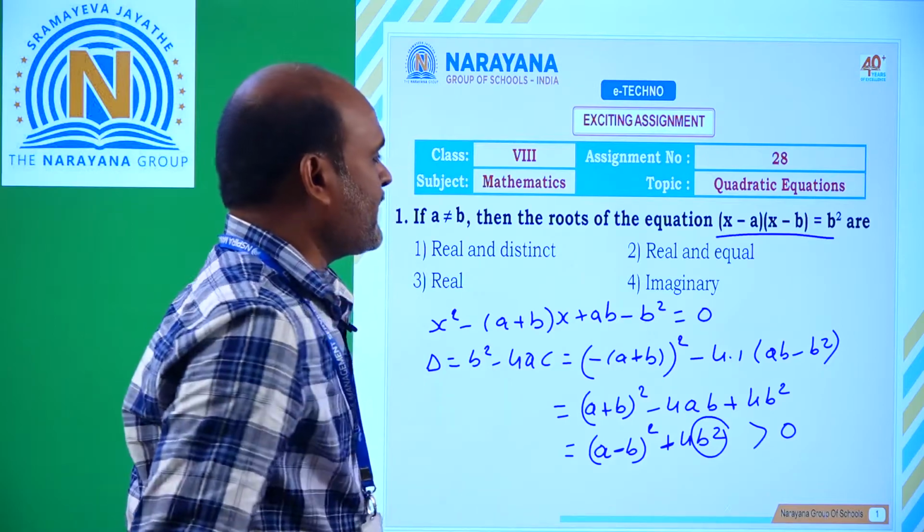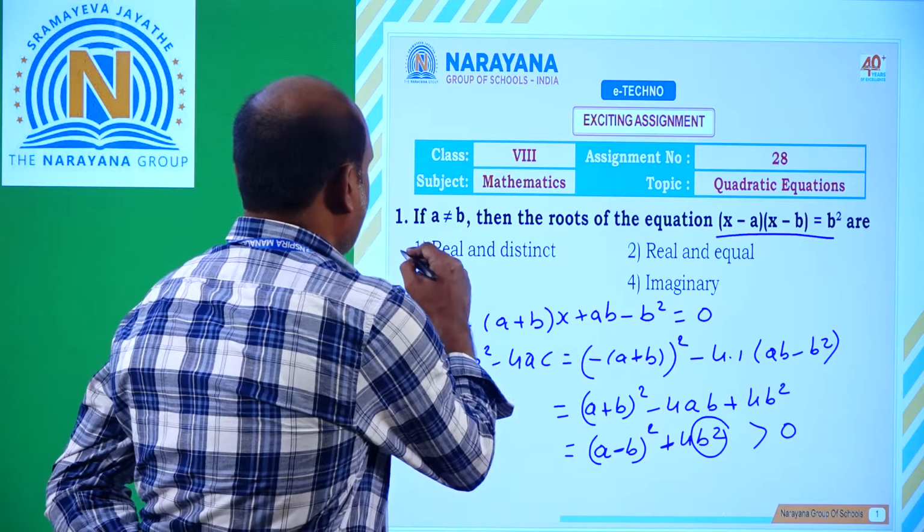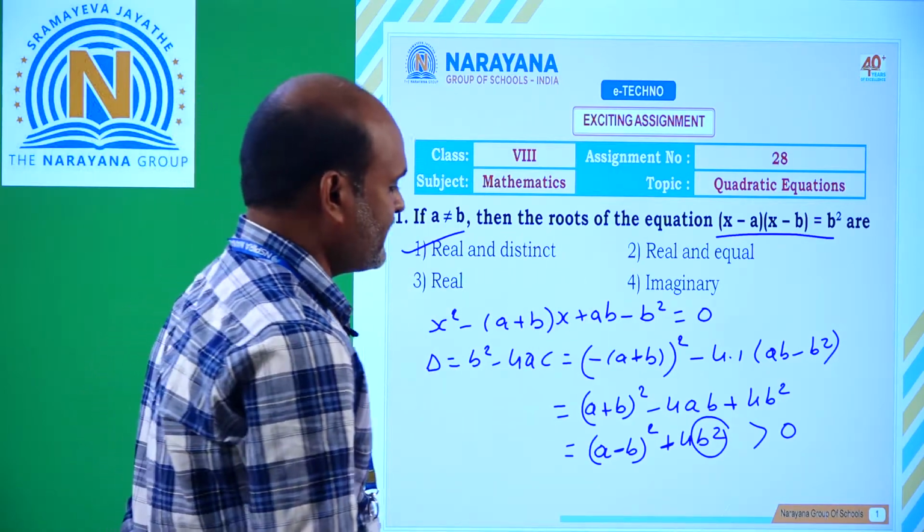So delta is greater than 0 means roots are real and distinct. Option 1 is the correct answer, real and distinct.